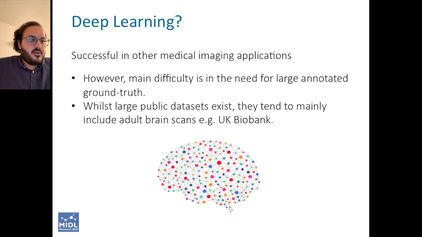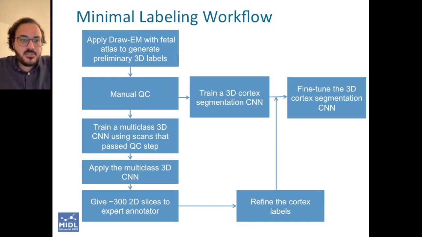So essentially in our paper, we show how deep learning can be used to carry out sensitive 3D segmentation of cortical gray matter in fetal scans. And our key contribution is to carry this out with minimal manual labeling. In essence, these are the main steps.